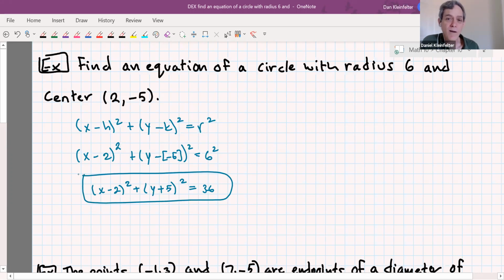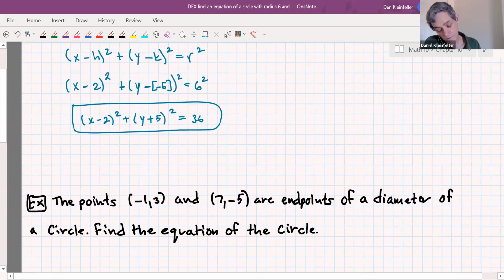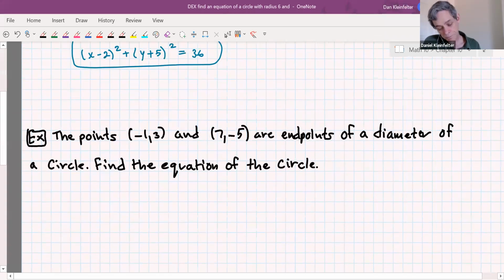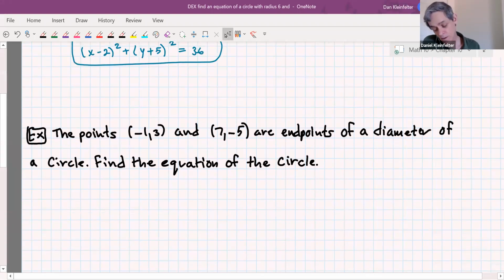Okay, so that's the equation of a circle with radius 6 and center at (2, -5). All right, so this one will be a little fun too. These points are the endpoints of the diameter of a circle. We want to find the equation of the circle.